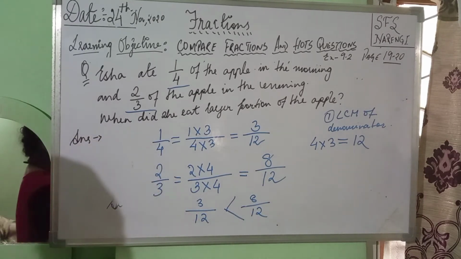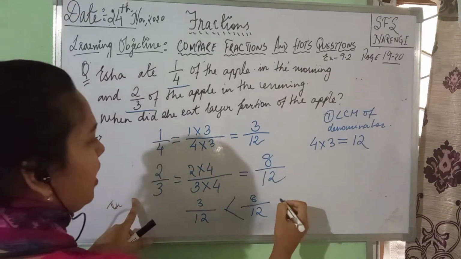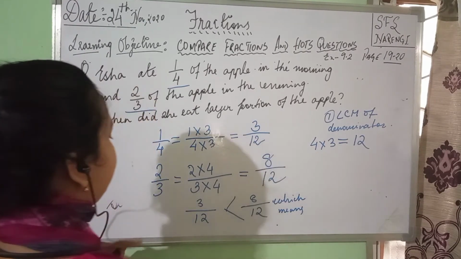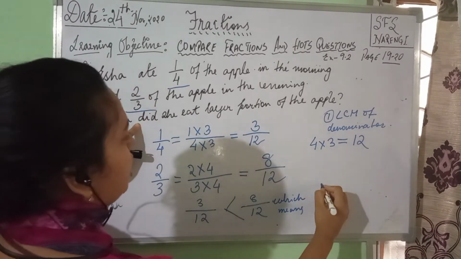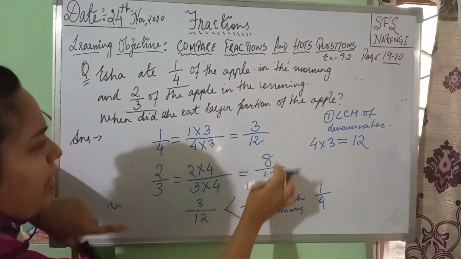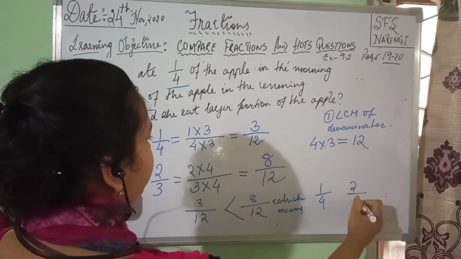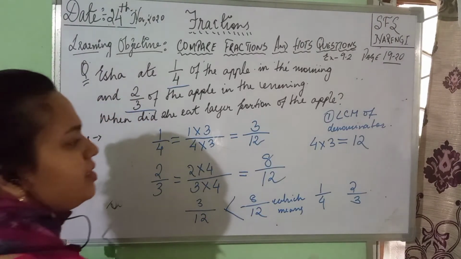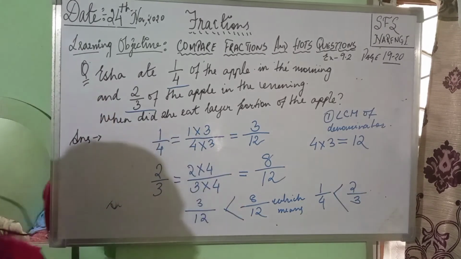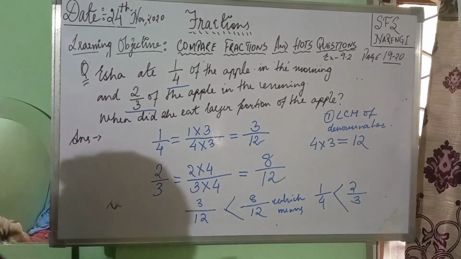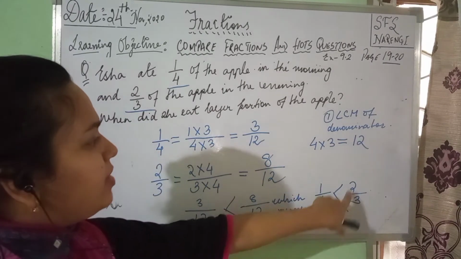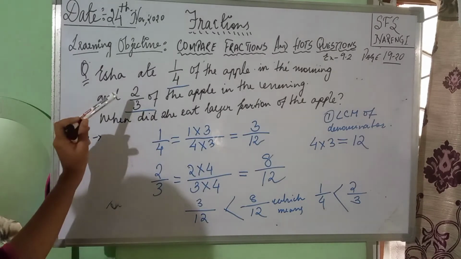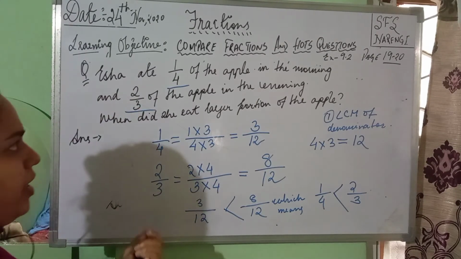Okay. And what is 8/12? It means that 3/12 is equal to 1/4. 8/12 is equal to 2/3, right? Since 3/12 is less than 8/12, I can say that 1/4 is less than 2/3. Okay? So, since 1/4 is less than 2/3, when did she eat the larger portion of the apple? She ate the larger portion of the apple in the evening.